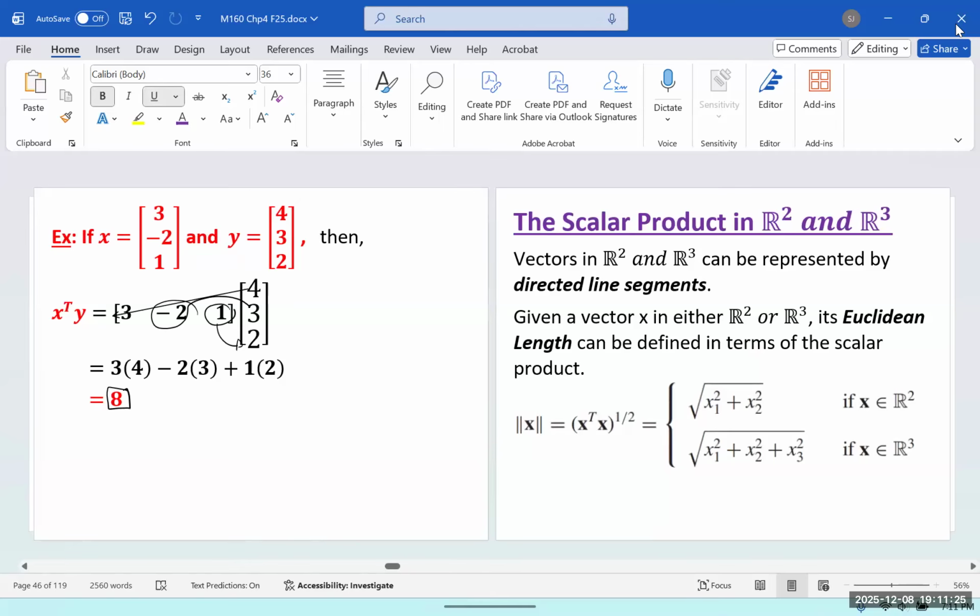Now, the scalar product, vectors in R2 and R3 can be represented by directed line segments. So, if you have a vector x in R2 or R3, then the length of the vector we can find by, for example, let's say you have a vector x is 1, 2. Now, if you want to find its length, Ethan, you are here finally.